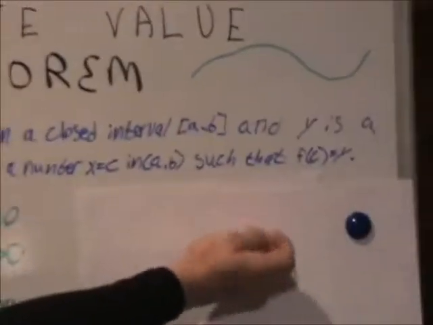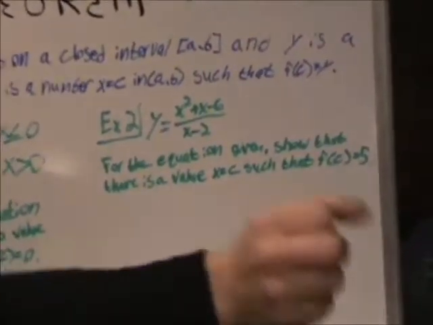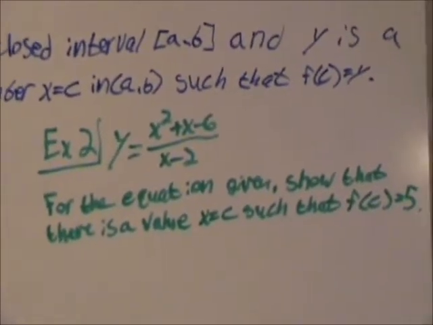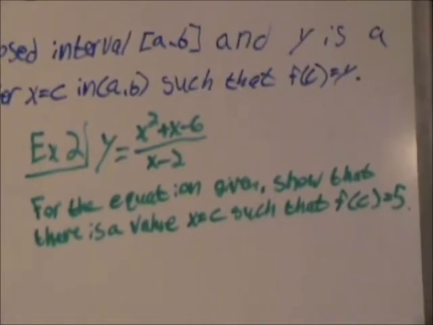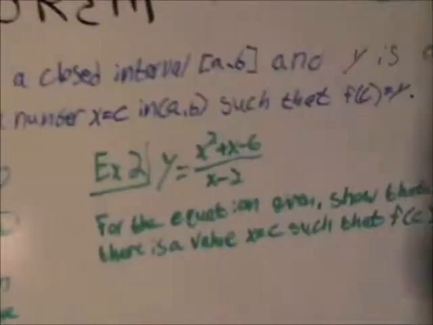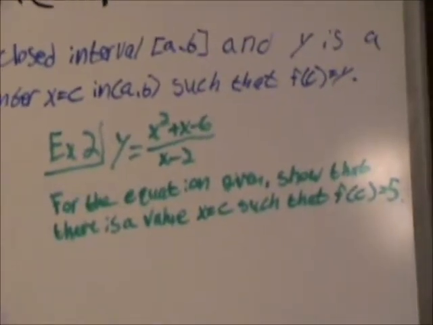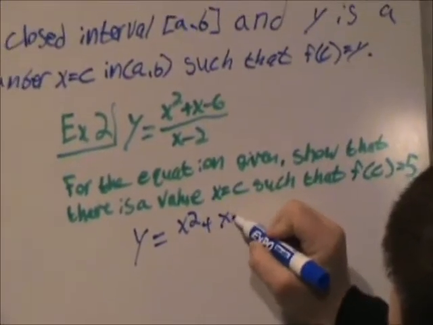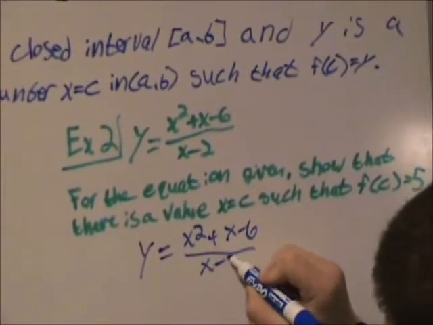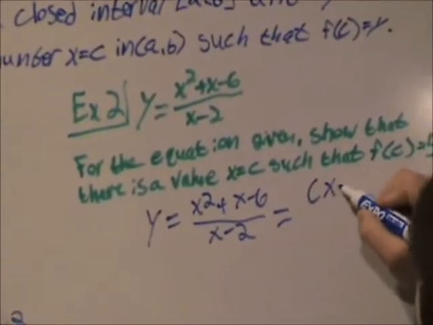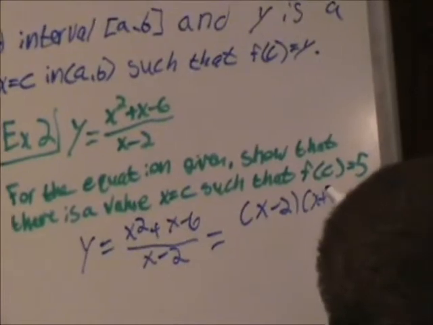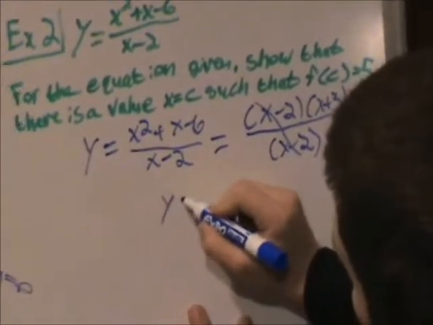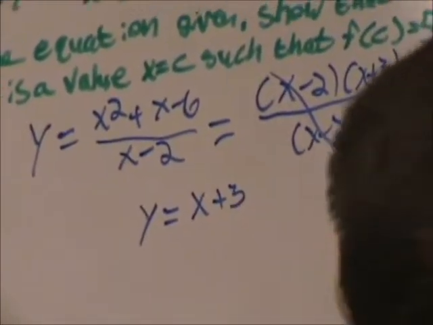Let's move on to our next example. Technical difficulties. Alright, for the equation given, show that there is a value x equals c such that f of c equals 5. Well, this is a kind of nasty looking equation to start with, so let's try and simplify a little bit. We can factor this, cancel out these factors, and we're left with a nice simple equation, y equals x plus 3.